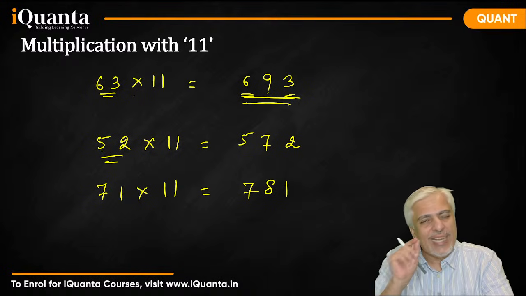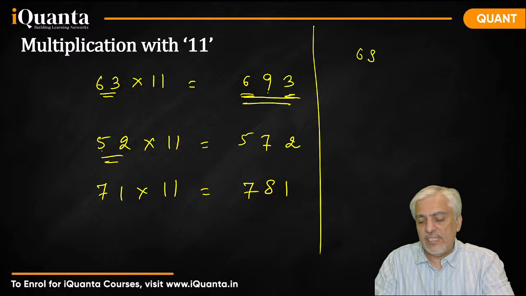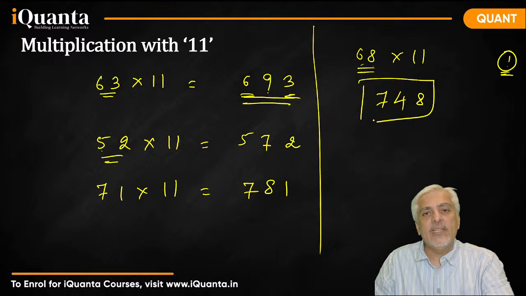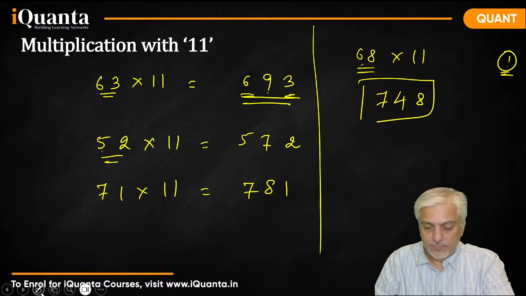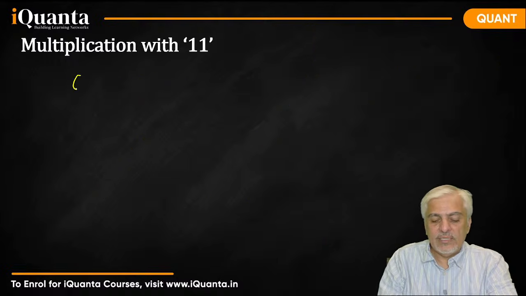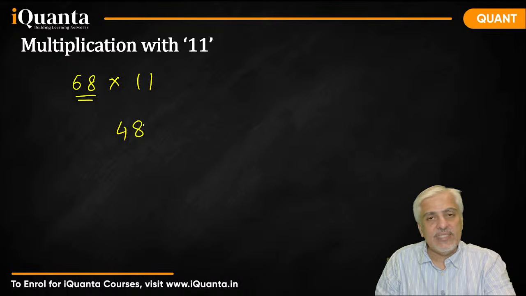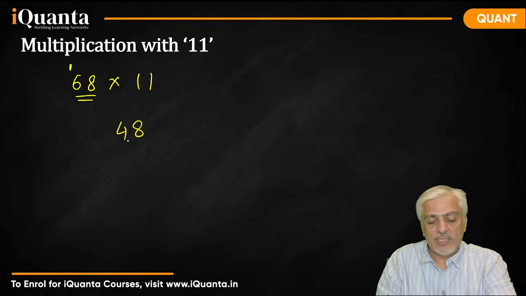When there is a carryover, there is a slight problem. 68 into 11. 6 plus 8, 14. So just remember one carryover. Now the 8 will come here, but instead of 6, you will get a 7 because 6 plus 1, 7. I'll repeat 68 into 11 one more time. 6 plus 8, 14. So you just put a 4 over here. 8 will come as it is. 1 carry over. So 6 plus 1, 7.